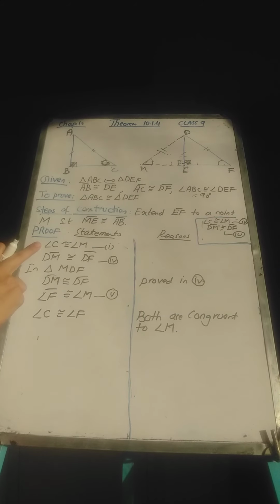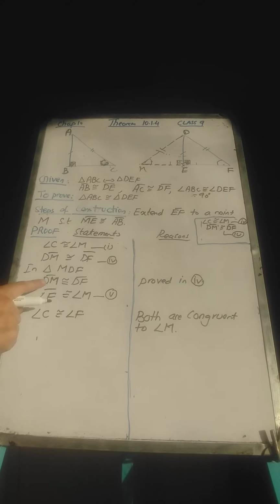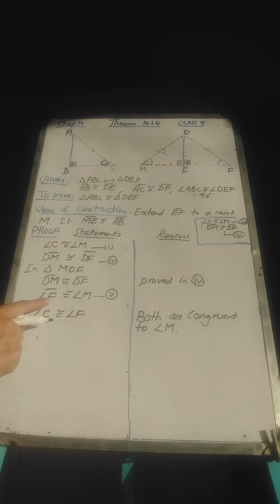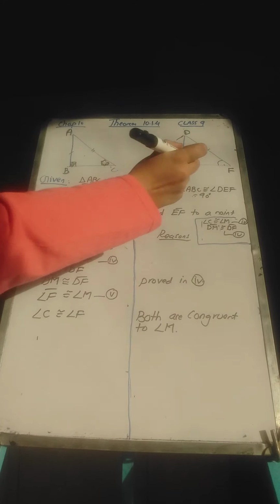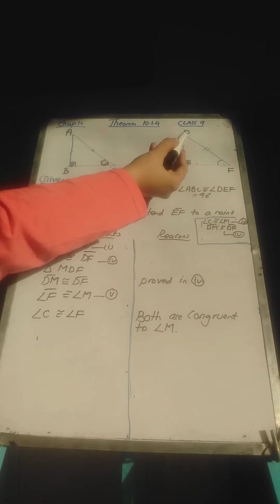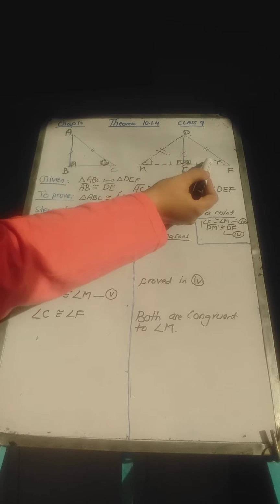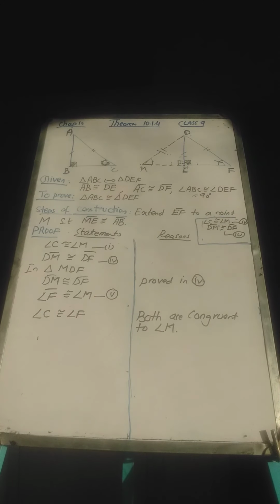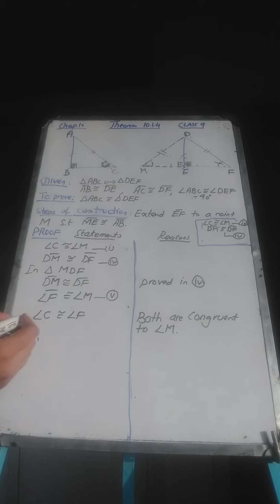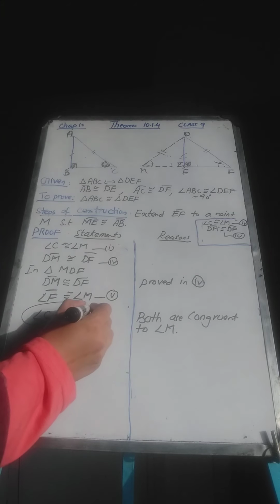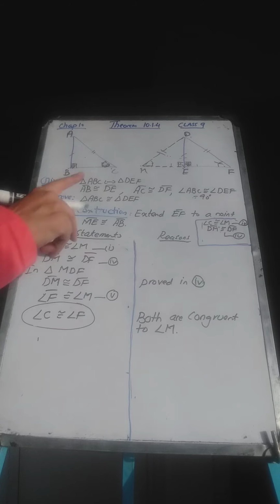This we obtained when we proved the congruency of the two triangles, and this we got from this result. DM is congruent to DF, so the angle opposite to DM was angle F, and the angle opposite to DF was angle M. So this angle was equal to this because these two sides were congruent. So this is the result that we wanted to get, that angle C is congruent to angle F.